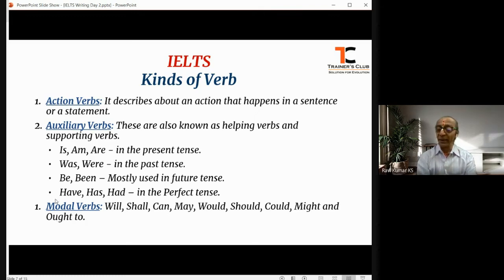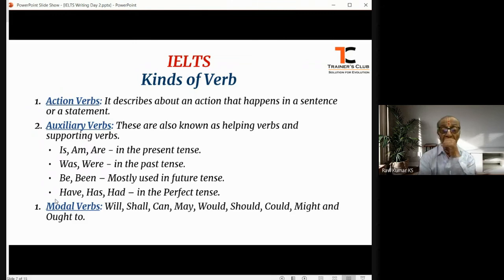So, there are 9 modal verbs. They are will, shall, can, may. If you remember these 4, the rest 4 will be easy to remember. That is, if you start from the first thing, will, shall, can, and may, then the past of these things, that is would, should, could, and might. So that comprises 8, and the other one is ought to.